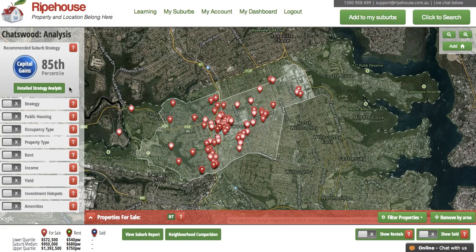Now when we're doing this analysis, a capital growth street is one that has higher than average rents, higher than average incomes, low or very low public housing, basically no public housing, and a very high to higher than average percentage of renters. Now one of the reasons why we've been attracted to Chatswood in the first place for capital growth is because rents are going up per week over the previous quarter.